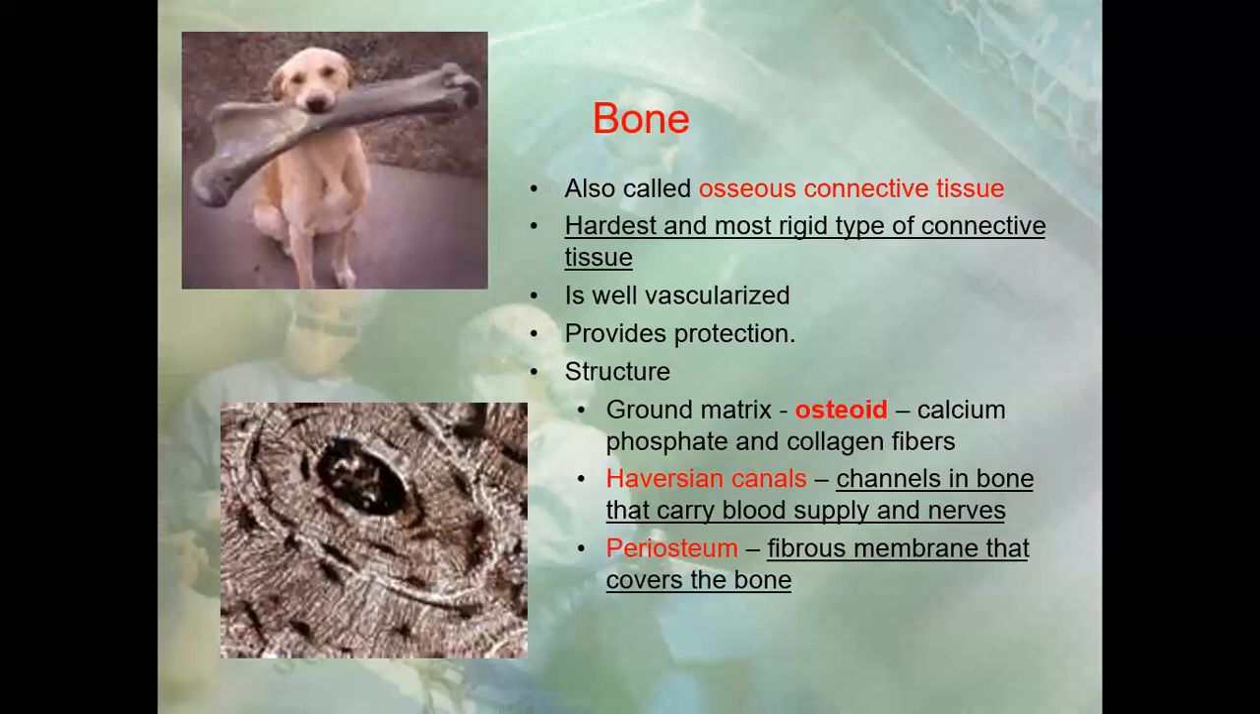And then, of course, in medical terminology, the periosteum. Peri means what? Around. Osteum, the bone. So this is just a membrane that covers the bone.